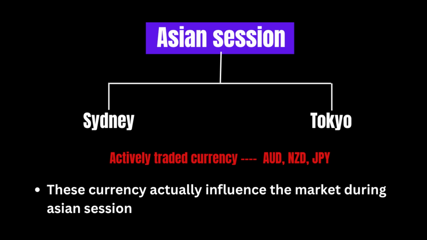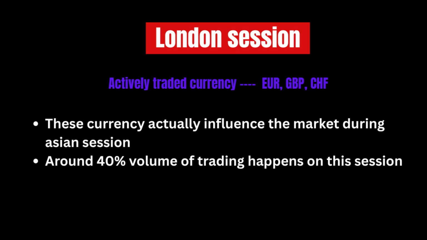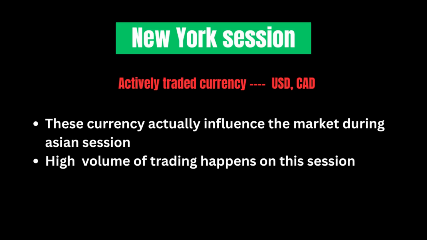First, Asian session. Sydney and Tokyo come under Asian session. In this session, Aussie dollar, New Zealand dollar, Japanese yen are actively traded, and these currencies actually influence the market during Asian sessions. Second, London session. Almost 40% of trade happens here. In this session, Euro, GBP and Swiss francs are actively traded. Third, New York session. Most volatile session with most volume of trade. In this session, US dollar and Canadian dollar are actively traded.